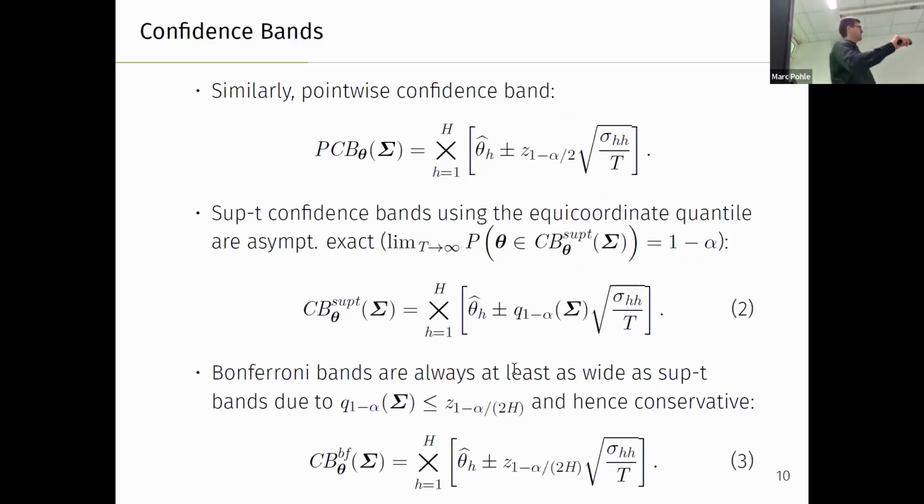And Bonferroni bands are always at least as wide as the sup-t bands, because we replace this equicoordinate quantile as a scaling factor with this quantile of the standard normal distribution. So it's simpler but conservative.